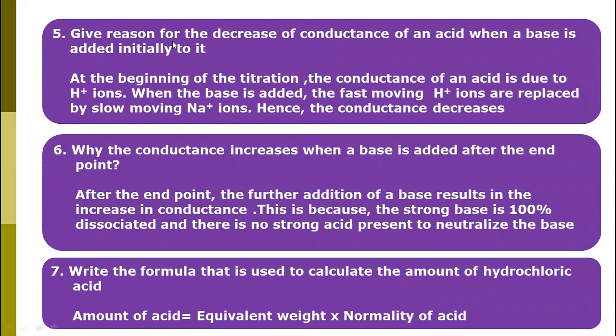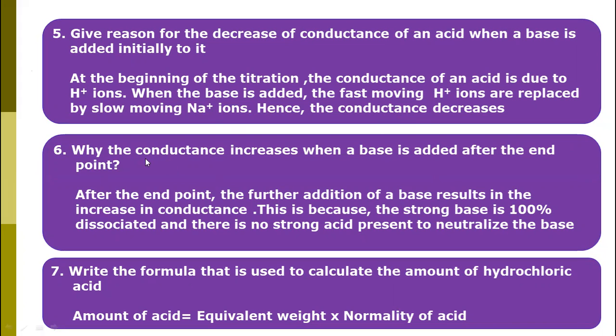Next question, give reason for the decrease of conductance of an acid when a base is added initially to it. This is the principle. So the answer for this question is, at the beginning of the titration, you could find the conductance of acid is very high and that is mainly due to H+ ions. But when you add the base, the fast moving H+ ions will be replaced by the slow moving Na+ ions that are added from the burette. Hence, you will be having decrease in conductance, right?